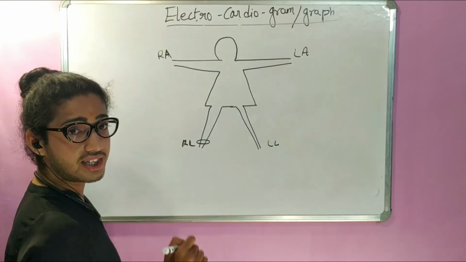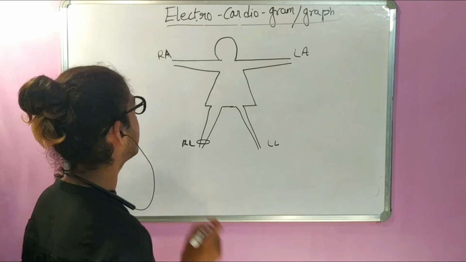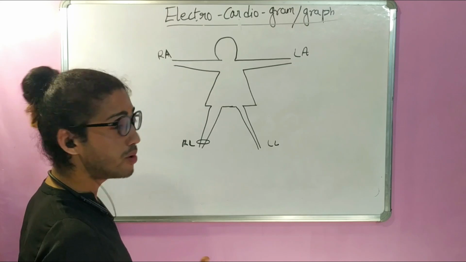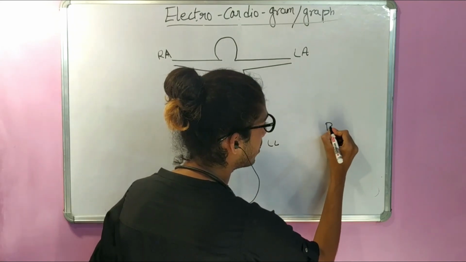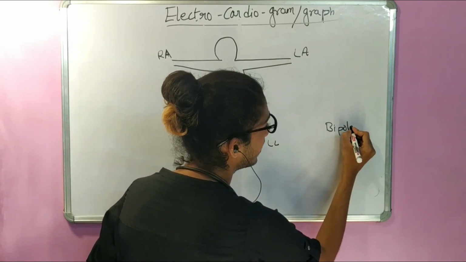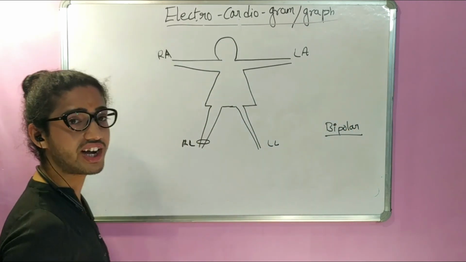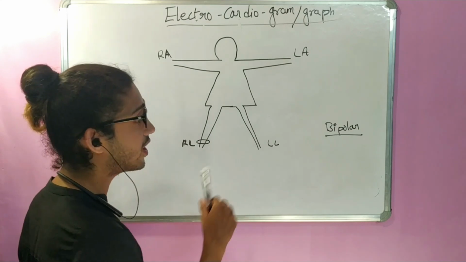So you have to understand the leads. How are these leads generated? Okay, this one, there are 3 major bipolar leads. When I say bipolar, it means that there are 2 poles required. There are 2 poles required to generate that lead. That's why I'm calling it bipolar.